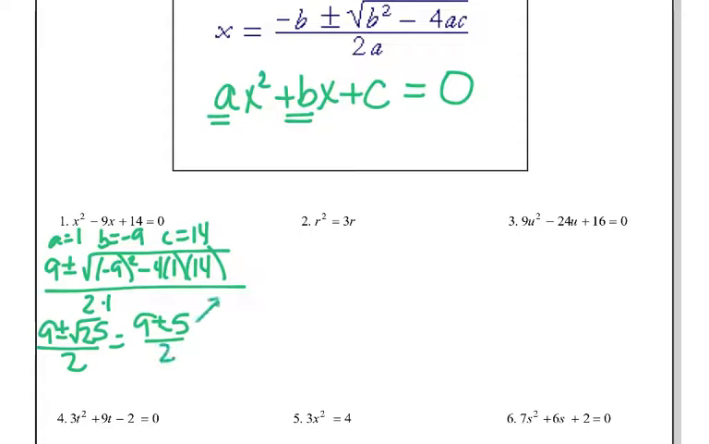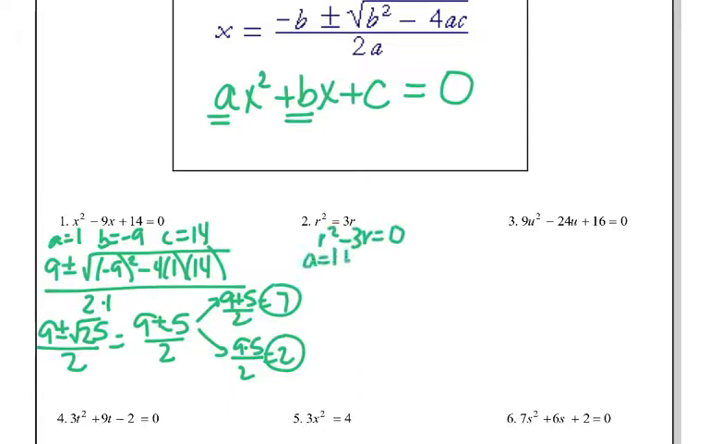And you do have to separate that into two answers. One is 9 plus 5, which is 14 over 2, which is 7. 9 minus 5, which is 4 over 2, which is 2. R squared equals 3r. First you have to subtract 3r from both sides. So the a is 1, the b is negative 3, and the c is 0.